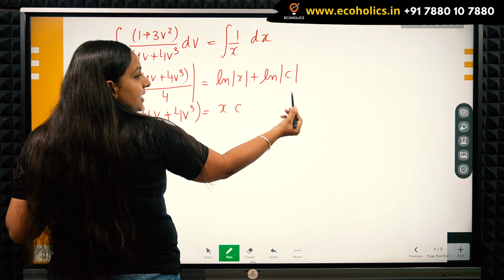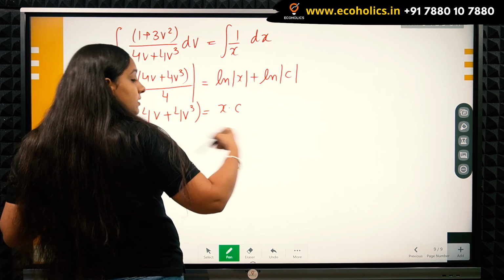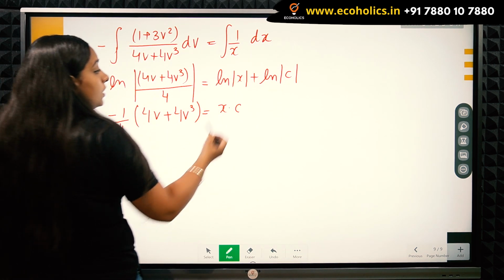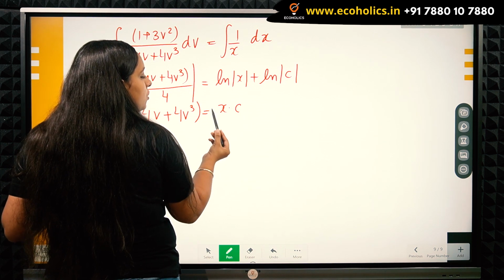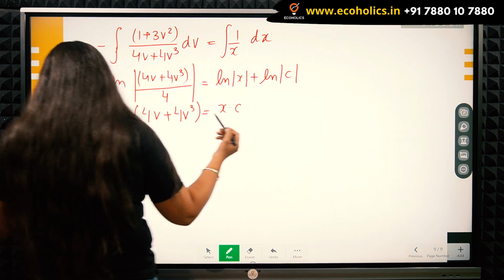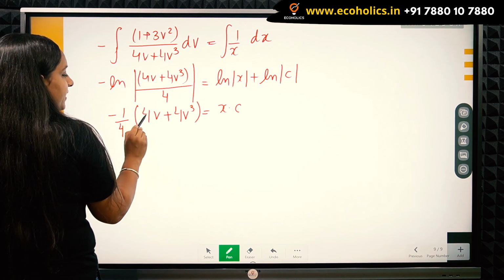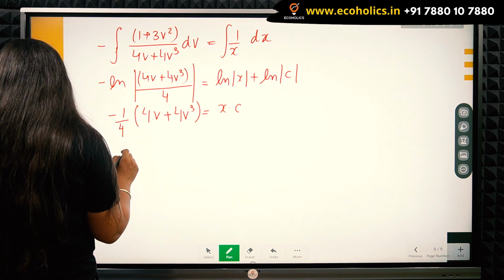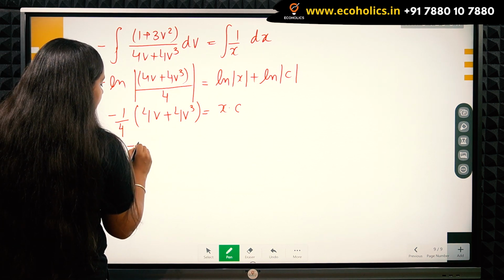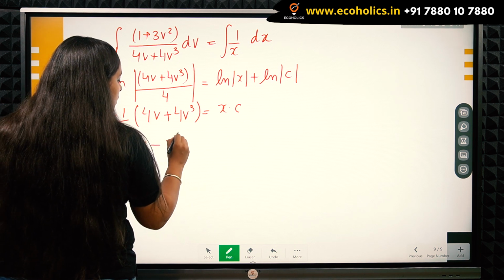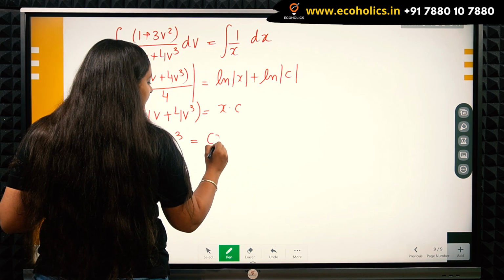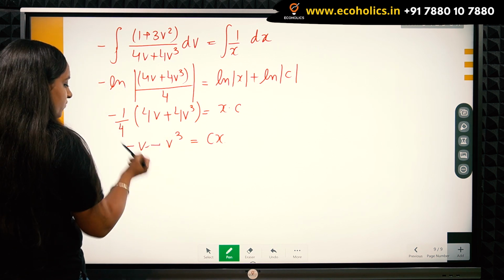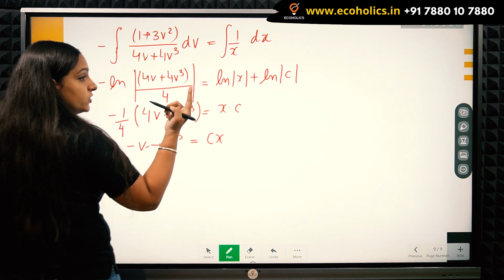Because whenever two logs are adding, if I let the log go off, I will have to multiply the two functions or constant, because when two things are in multiplication, logs just add them. So I get this thing. From here, my 4 will be cancelled out with the two 4s inside, because I will take them common. So in the last, I would be getting what? I will get minus v cube equals to cx. So what is the value of v? It's y by x. We took that in the beginning.